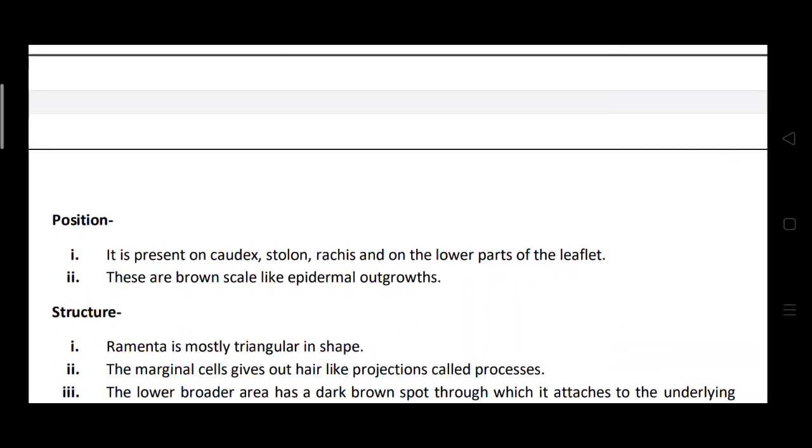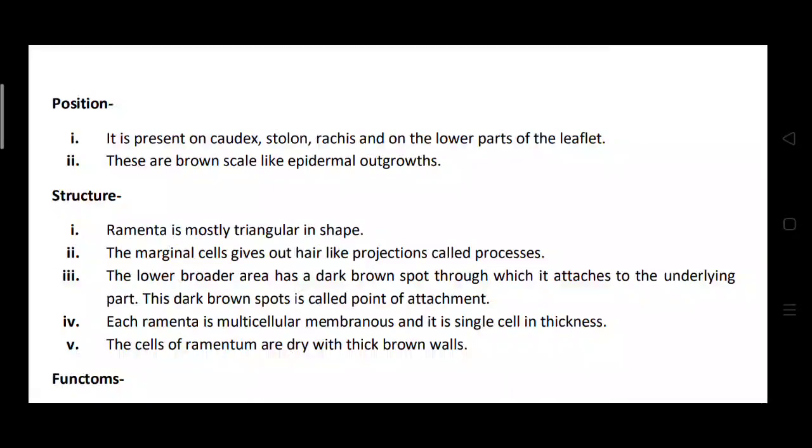So in short, these ramenta are brown scale-like epidermal outgrowths. These are present on the cortex, stolon, rachis and also the lower parts of the leaflet. In structure, it is triangular in shape. It is made of multicellular membranous cells, single cell thick. These ramenta are dry with thick brown walls. The marginal cells give out projections called processes, and the lower broader area has a dark brown spot that is known as the point of attachment.